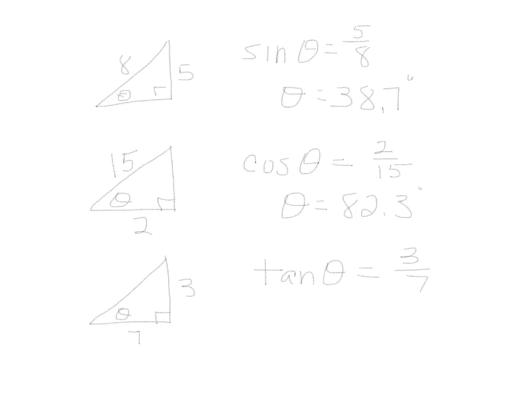Grabbing the calculator, we now hit second tangent. In the parentheses, put 3 divide 7, close the parentheses. Once we have done this, we will end up with an answer of 23.2 degrees.